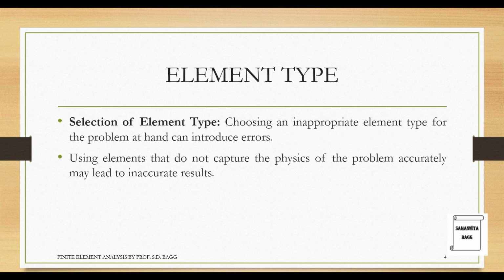Next is the element type. Using an inappropriate element type for the problem at hand can introduce errors. Using elements that do not capture the physics of the problem accurately may lead to inaccurate results. Choosing a correct element type is very important. In some other session, I will take you through the element types in FEA also. You will get a better understanding of this concept.